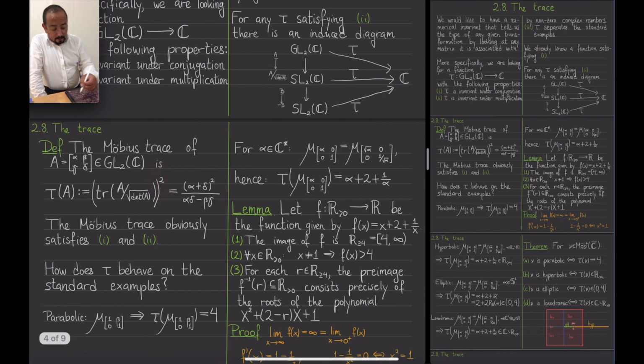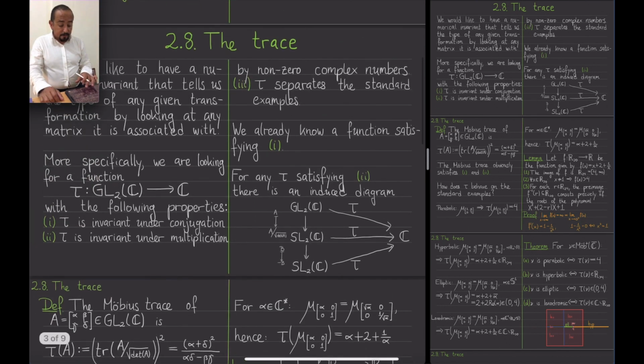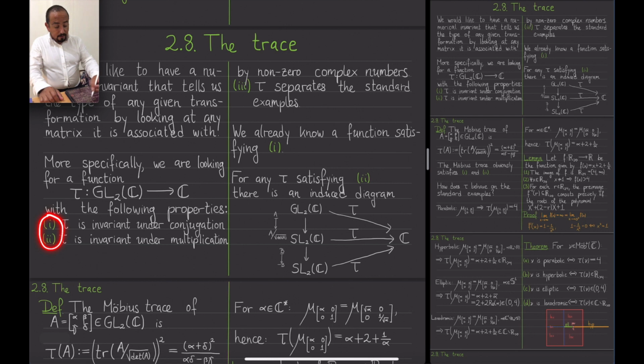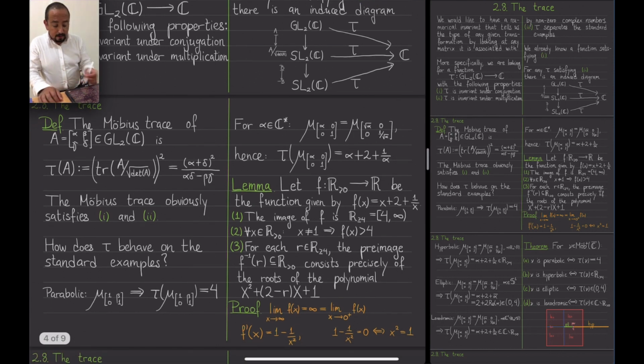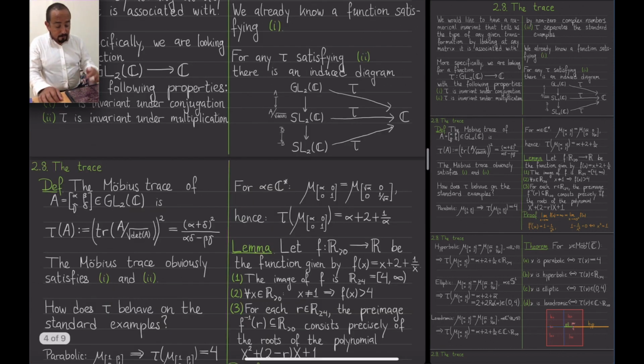And then in terms of the entries of the matrix, one easily computes this, and here you see the fact that we take the square automatically tells us it doesn't matter which square root of the determinant you decide to take in between. So this is the Möbius trace, and by construction it satisfies 1 and 2. So it is invariant under conjugation here, and also invariant under multiplication by non-zero complex numbers. This I can leave you as an exercise. It's pretty much a consequence of the considerations I made.